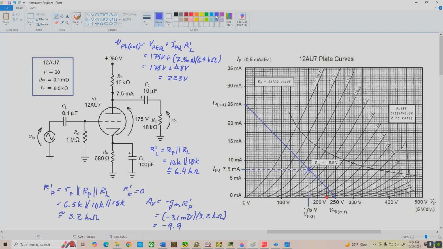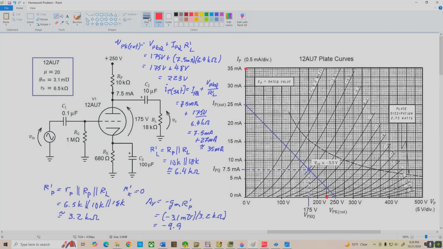Okay, now we want to determine IPsat, and that's IPQ plus VPKQ over R prime L, 7.5 milliamps. Sorry about this writing, it's hard to squeeze it in here. Plus 175 volts divided by 6.4 K ohms. That works out to be 7.5 milliamps plus 27 milliamps, and that is pretty darn close to 35 milliamps. So here's the second endpoint of our AC load line right here on the edge of our graph.